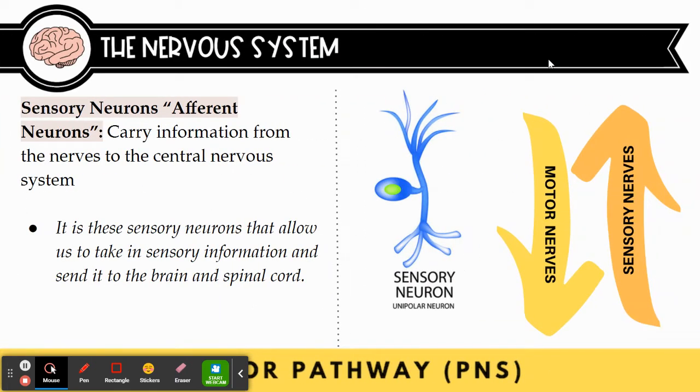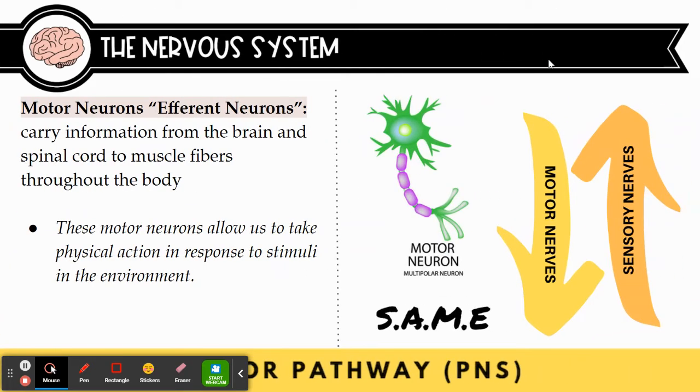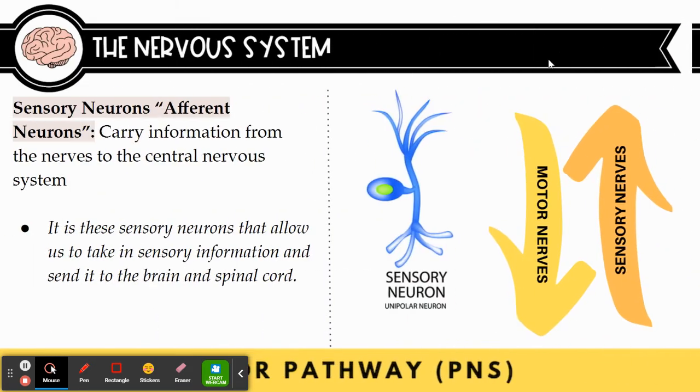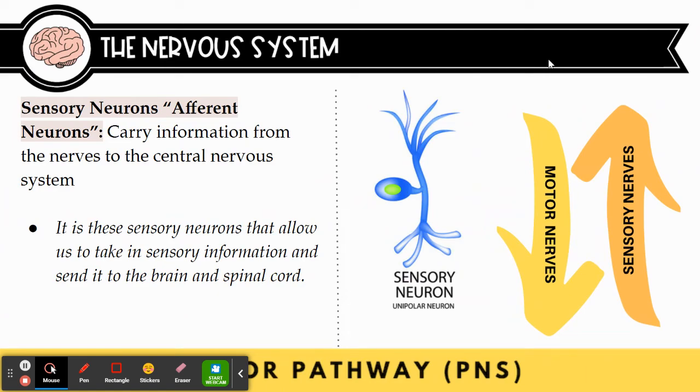Likewise, our sensory neurons, our afferent neurons, are carrying that sensory information to the brain and spinal cord. On the other side, our motor neurons, our movement ones, are efferent. So we have afferent and efferent. It's the exact same idea, except motor allows physical action. So keep in mind, motor is physical, afferent is sensory.